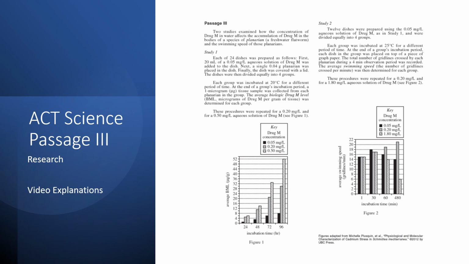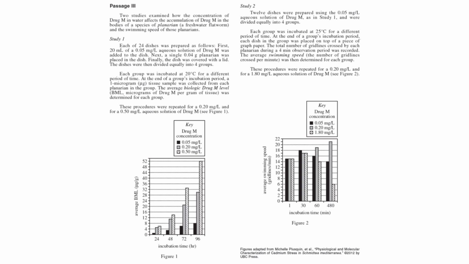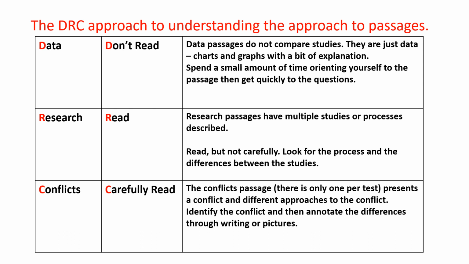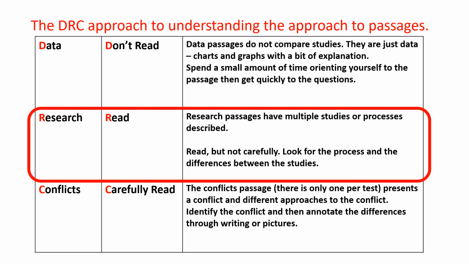This is passage 3. It's a research passage. We know it's a research passage because we see study 1, study 2. You're comparing two studies, not just looking at graphs or charts, and it's not a conflict between scientists or students. So in our DRC approach, research means read. Not carefully, but you're going to skim quickly, look for the processes so you know the differences in the studies.